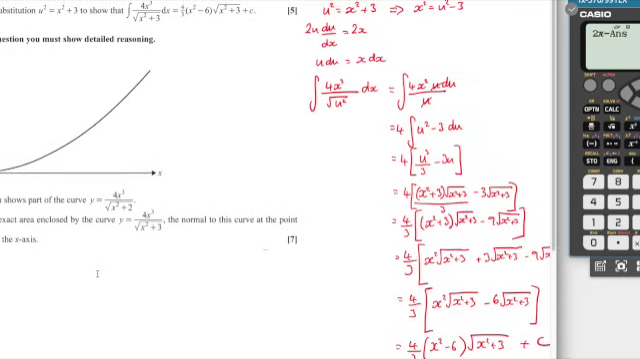So the graph shows part of the curve, y equals that we've already done. Find the exact area enclosed by the curve, y equals this, the normal to this curve at the point 1, 2, and the x-axis. So a normal is going to come off at right angle, so it's going to look something like that. That's going to be a lovely triangle. So that's 1, that's 2.